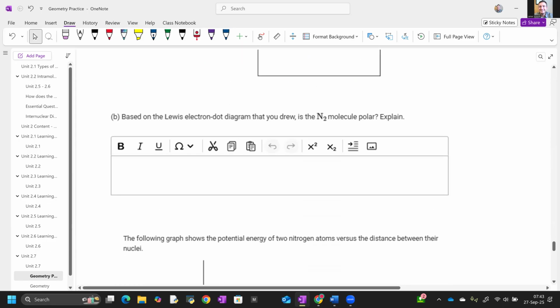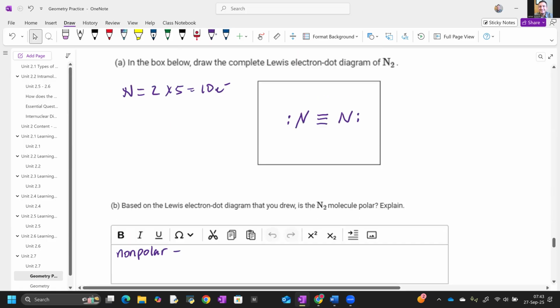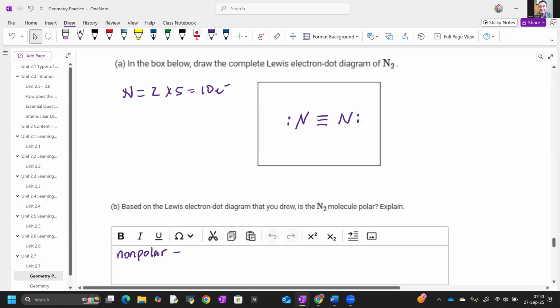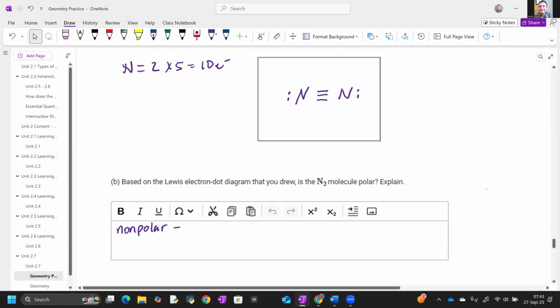And then in part B, based on the Lewis electron dot diagram you drew, is the N2 molecule polar or nonpolar? This is a very easy question. This would be nonpolar. The reason why is that we're not looking at the electron geometry here. You're going to notice there is no central atom, and when there is no central atom, all we have to look at is the bond polarity. Because nitrogen has the same electronegativity as nitrogen, the electrons shared between those two nitrogens are going to be equally shared.